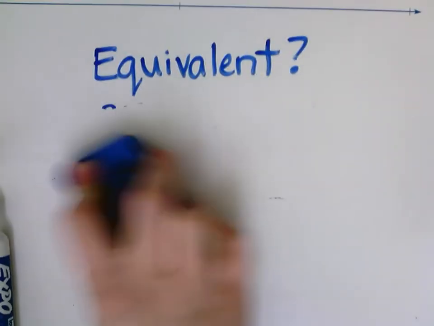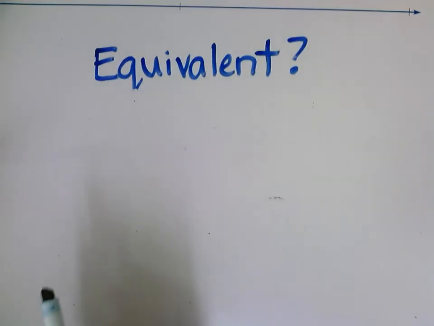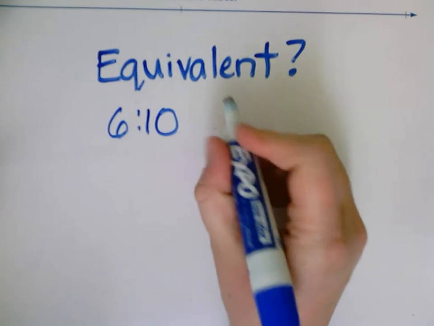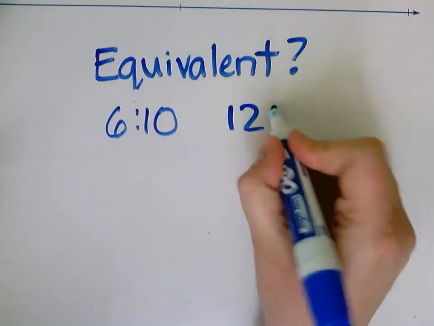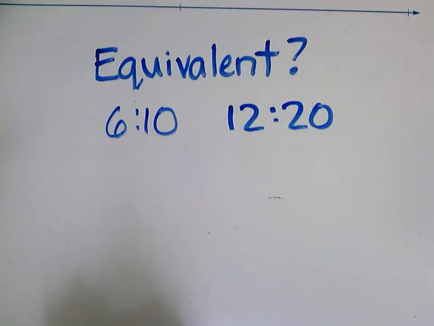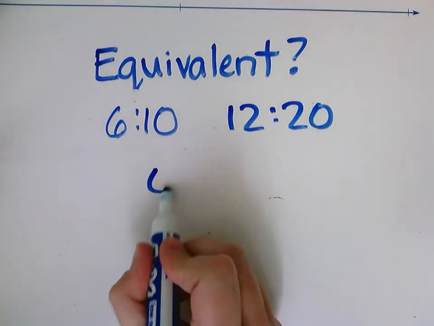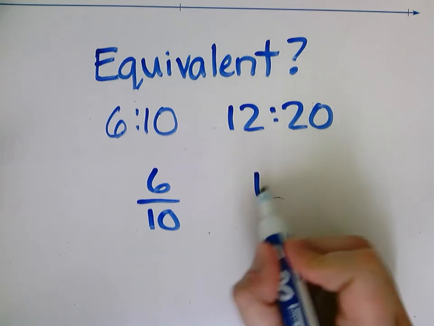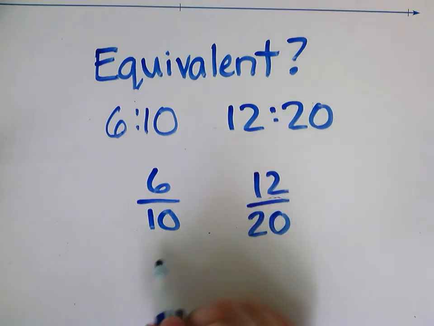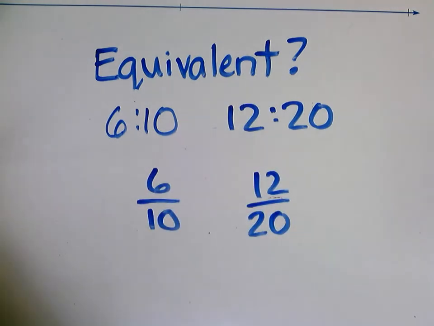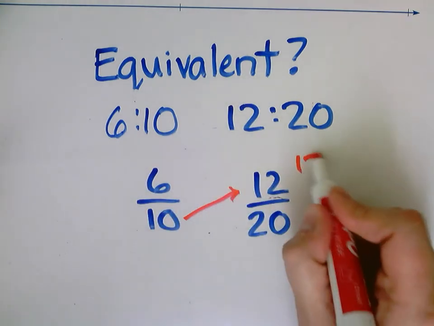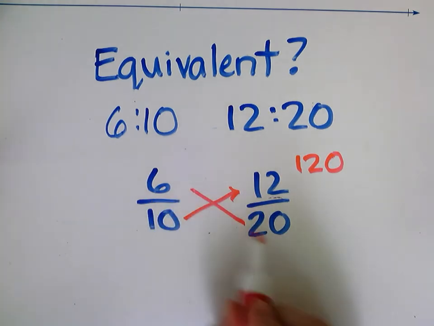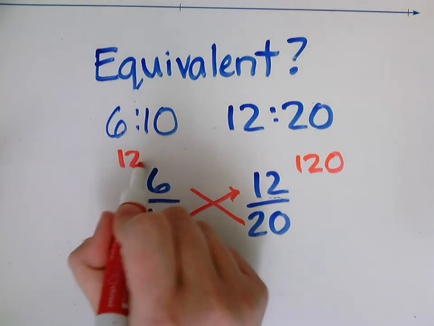Let's take a look at the ratios of, let's see, 6 to 10 and 12 to 20. Let's see if these are going to be equivalent or not equivalent. I'm going to rewrite them as a fraction. Okay, and then I'm going to multiply across. So 10 times 12 is 120. 6 times 20, 6 times 2 is 12, and we're going to add that 0, 120.